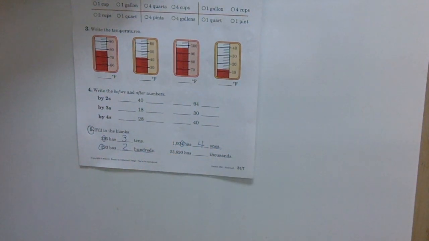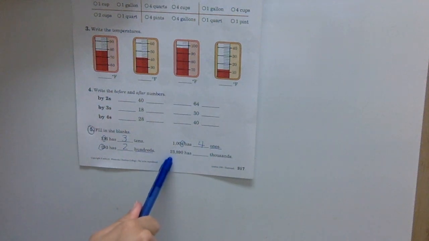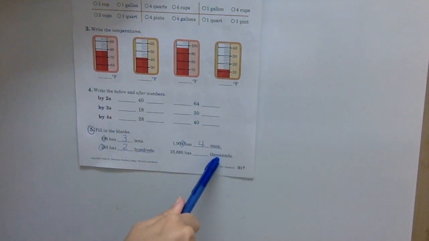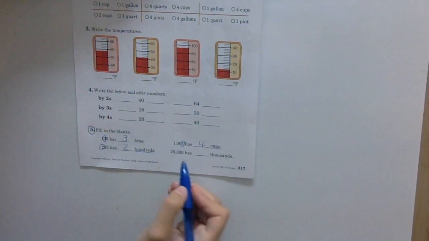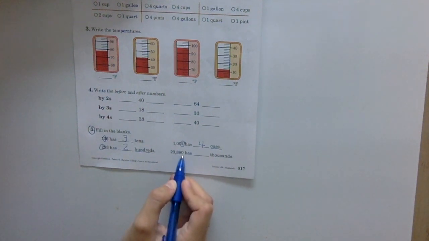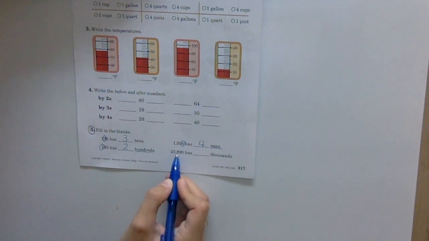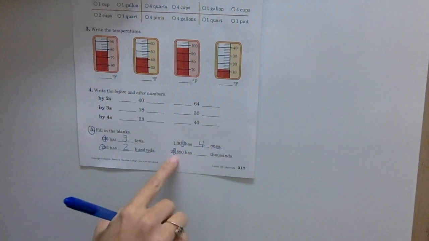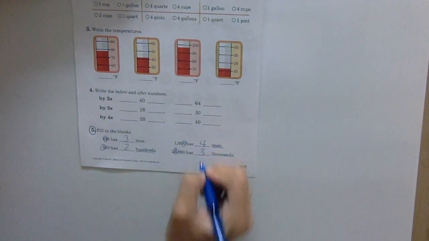Good. And, oh, this is a big one. 23,890 has blank thousands or 1,000s. So we've got ones, tens, hundreds, 1,000s right there. 3. All right, so we have 3,000s in that number.